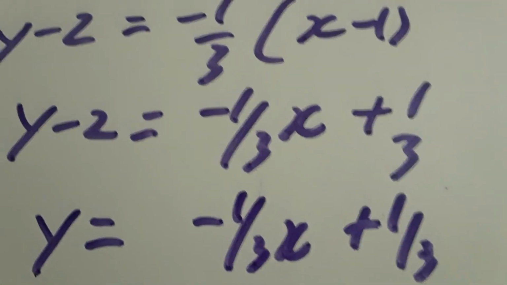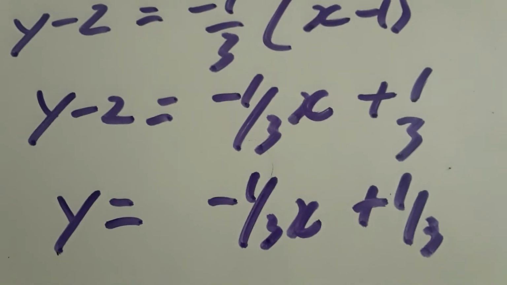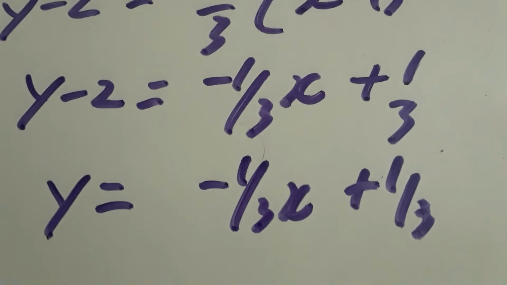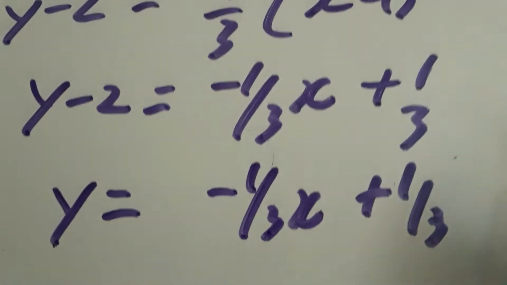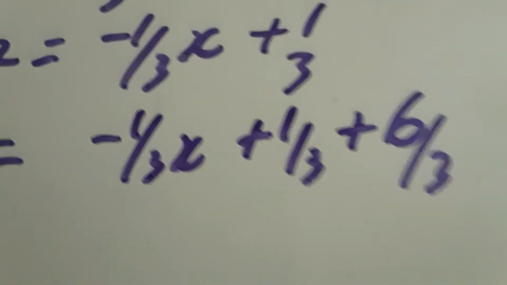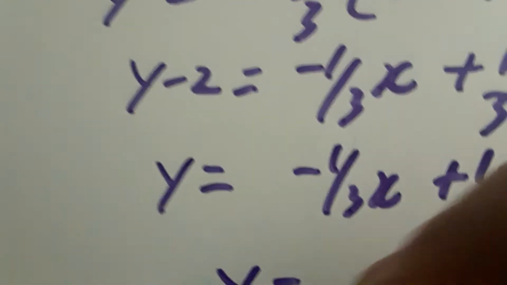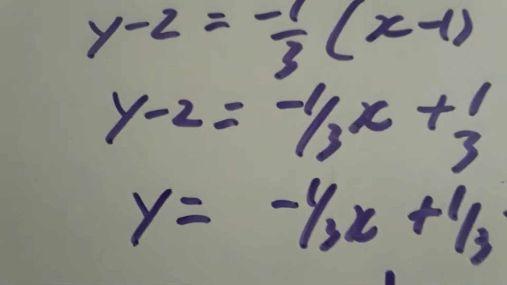And instead of writing plus 2, I'm going to go ahead and change 2 into thirds, and there's 6 thirds in 2. So rather than writing plus 2 after bringing the negative 2 over, I'm just going to actually write 6 thirds. Okay? And so we end up with a final equation of y equals negative 1/3 x plus 7 over 3.